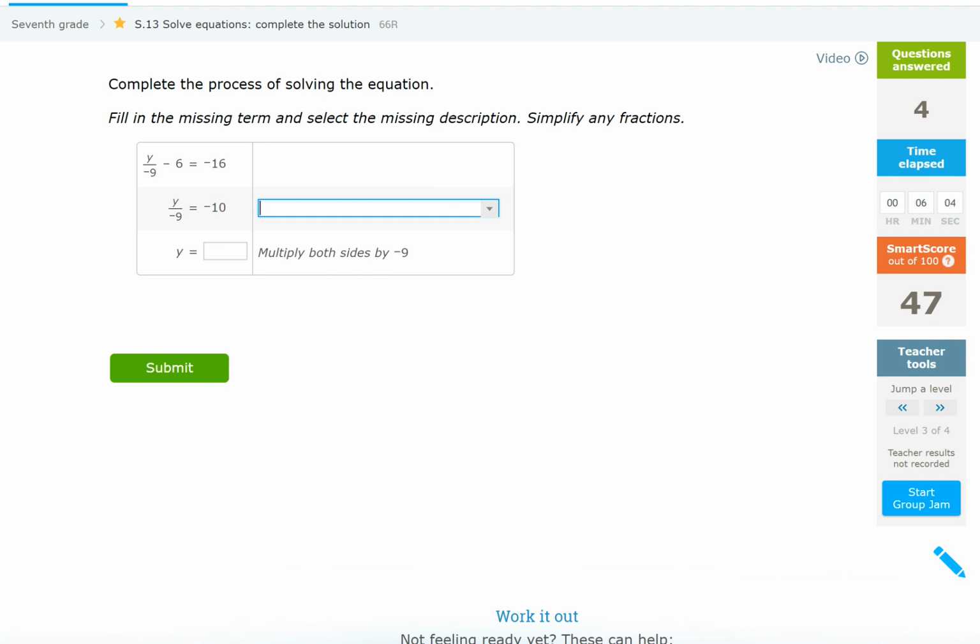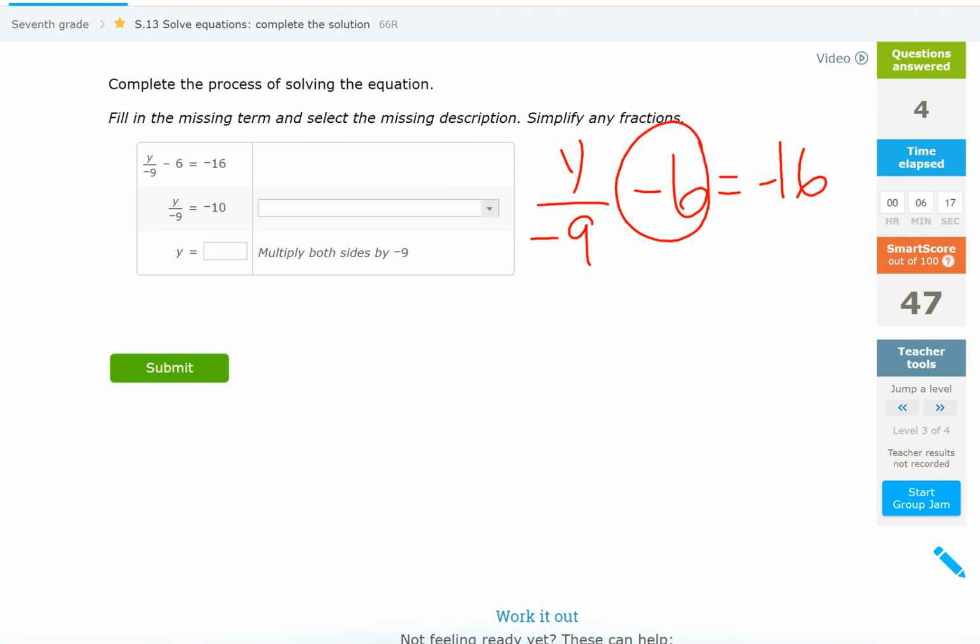I'll do one more at this level. So y over negative 9 minus 6 equals negative 16. And so the first thing I know I'm supposed to do is get rid of the minus 6. So I'm going to add 6 to both sides. Those cancel. Y over negative 9 equals negative 16 plus 6, which is negative 10.